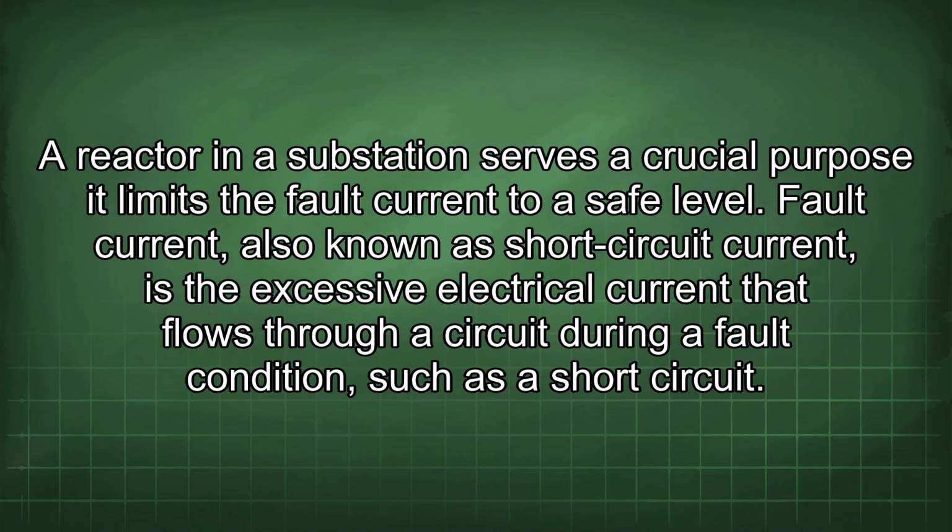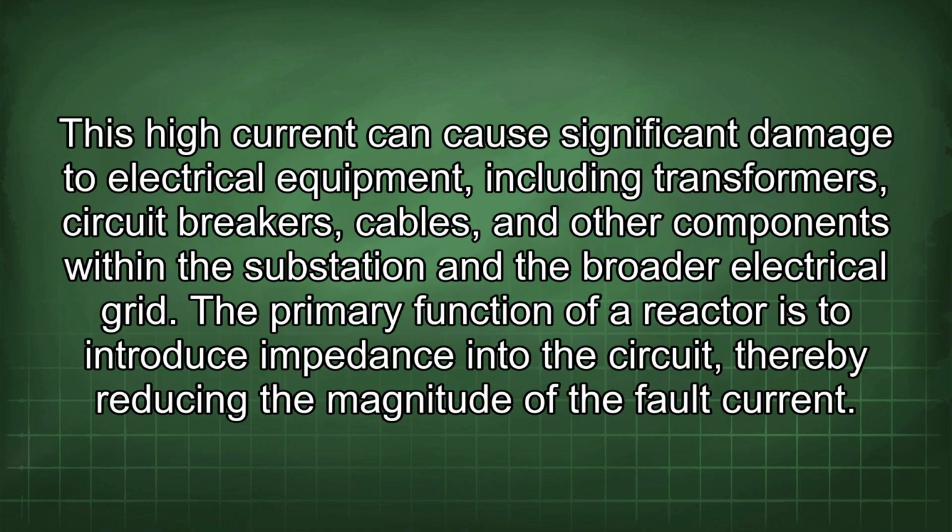A reactor in a substation serves a crucial purpose. It limits the fault current to a safe level. Fault current, also known as short-circuit current, is the excessive electrical current that flows through a circuit during a fault condition such as a short circuit. This high current can cause significant damage to electrical equipment, including transformers, circuit breakers, cables, and other components within the substation and the broader electrical grid.